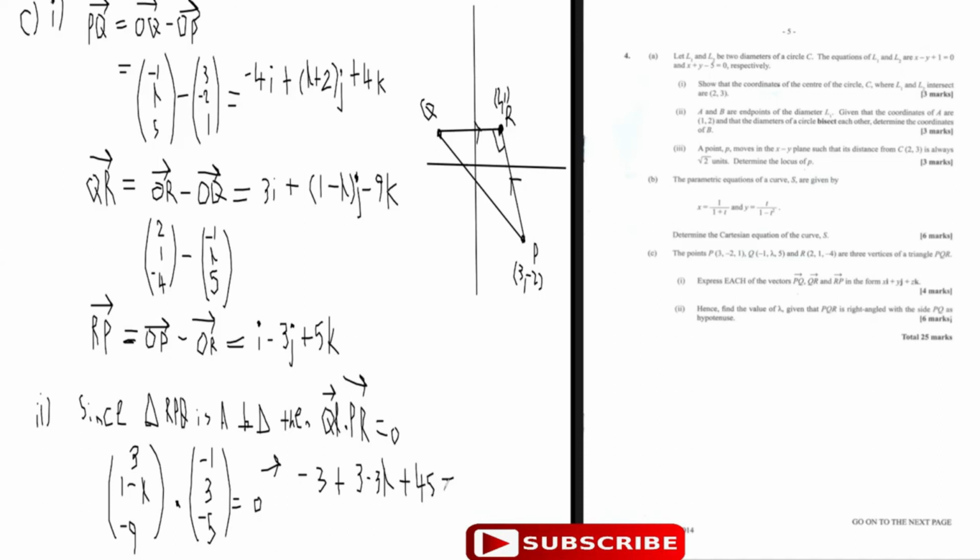So what does that tell us? That tells us that minus 3 plus 3 cancel each other, and so 3 lambda is equal to 45, and so lambda is 15. So lambda equals 15. That's the answer. I don't see why you get 6 marks for this. They were very generous, but that's it. Nice and easy. Lambda is 15.